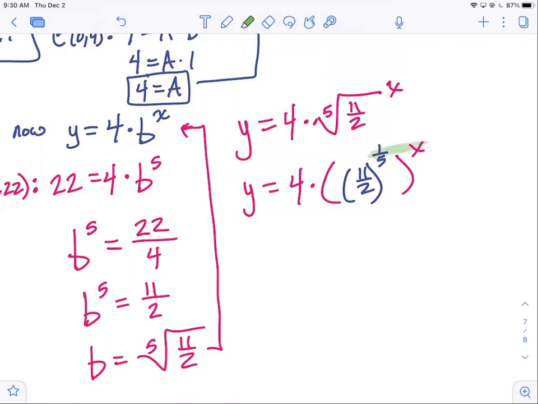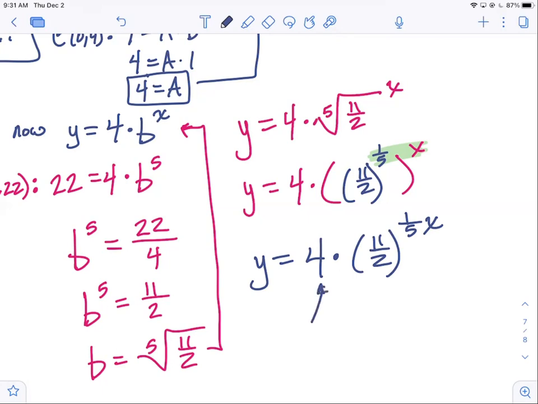And now I can multiply these two fellas together. So now I get 4 times my base 11 halves to the 1/5 x. And that's a lot prettier because now my base is 11 halves, which is a rational number instead of an irrational number. And now I can just say, oh, how am I going to get the graph from the parent function 11 halves to the x? I'm going to vertically stretch it by a factor of 4.